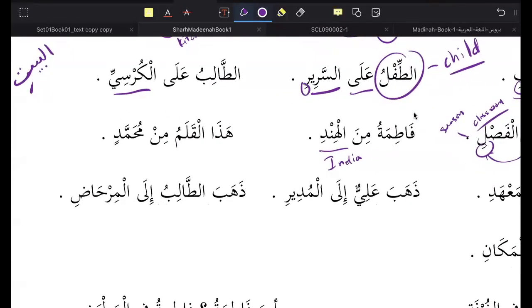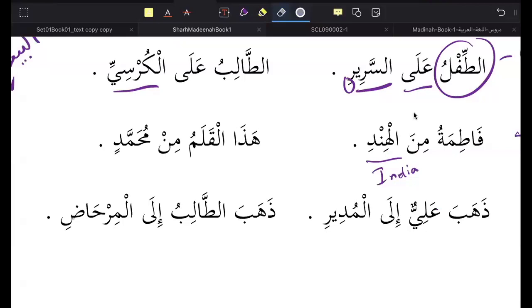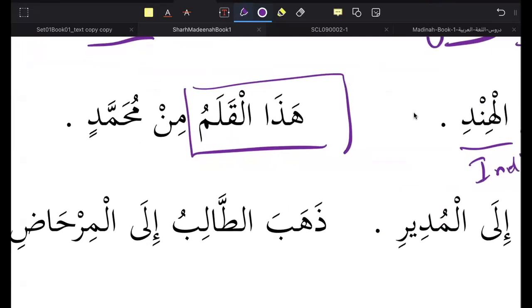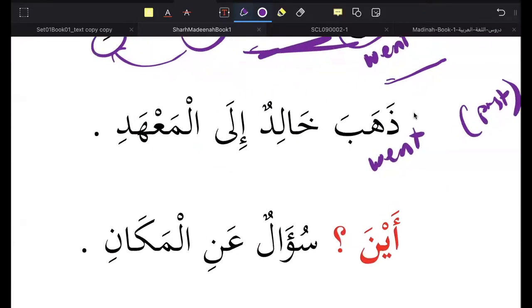So هذا القلم من محمد. So he's using a little bit of a new term. These things we'll learn in chapter 7. What does هذا القلم mean? I'll give you the translation, but this meaning we will explain in detail in chapter 7. هذا القلم means this pen. Okay, this pen. This pen, what? Min Muhammadin is from Muhammad. So the pen is from Muhammad.